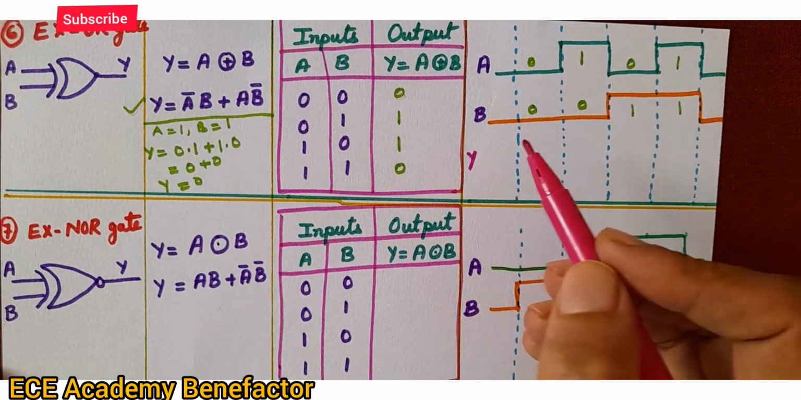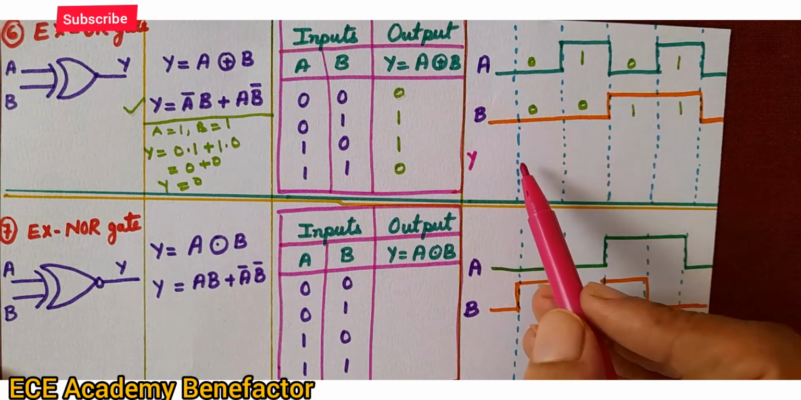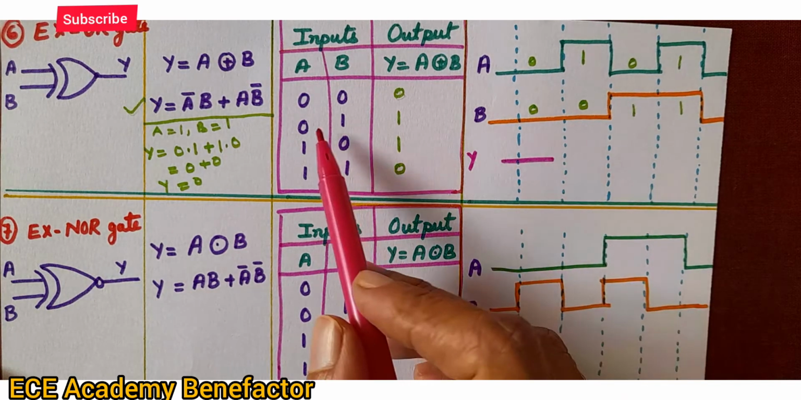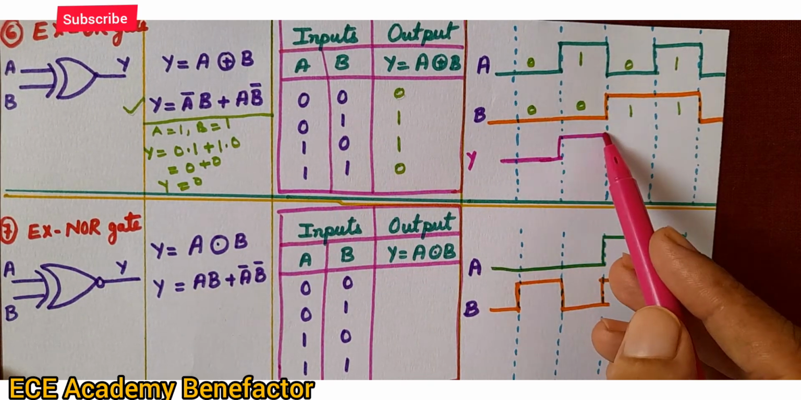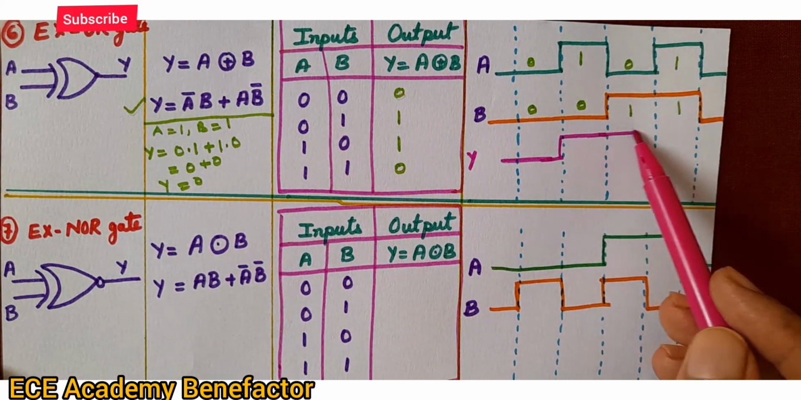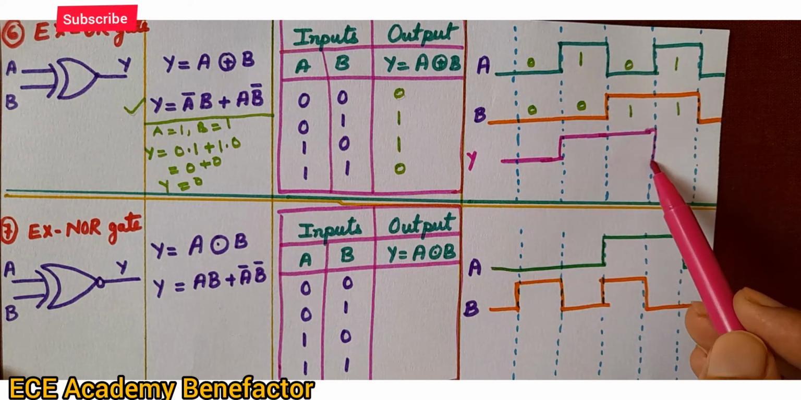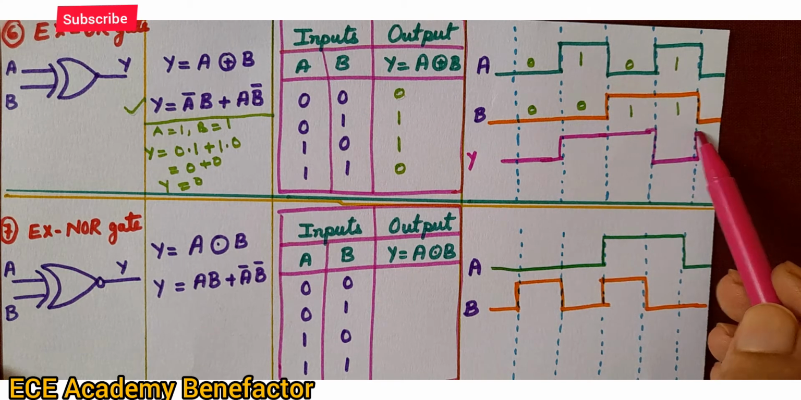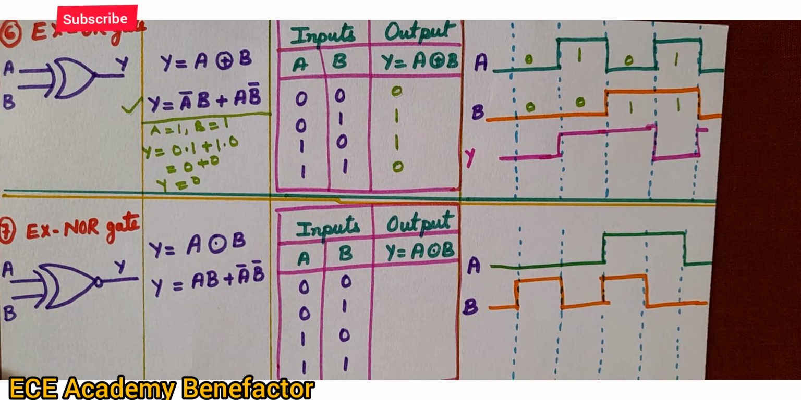The output waveform Y will be equal to 0 XOR 0 is 0. 1 XOR 0 is 1. 0 XOR 1 is 1. 1 XOR 1 is 0. Like this. So in this way we will get the output waveform for the XOR gate.